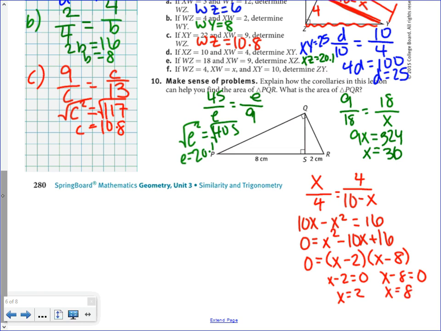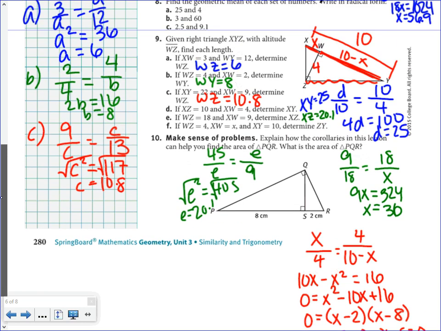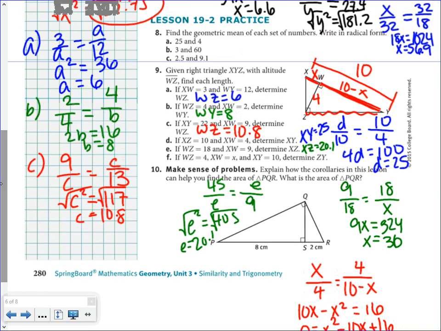So on this one, I get 2 and 8. And so I need to look at my figure. If I let my x be 2, this length would be 2, and this length would be 8, which works in the problem. If I let my x be 8, this side would be 8, and this side would be 2, which is not at all drawn to scale. So we're going to keep the x as 2, and then that side length here is 8. That's what makes the most sense based on what we have.